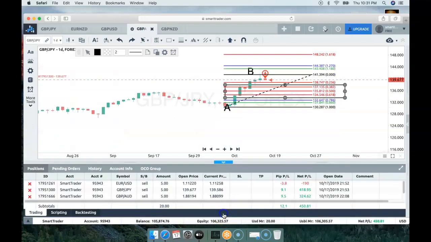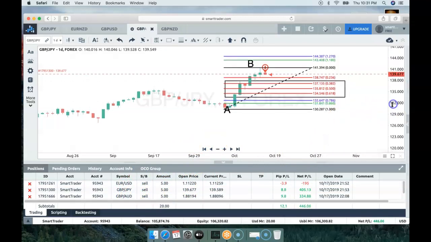Let me just show you the trades that I'm in right now. I'm short on euro dollar, short on Japanese yen, pound Japanese yen, which is this one, and pound Australian dollar. Okay, so usually the markets retrace around the Asian session if it rallied during the European and New York session, or if the market sold off during the New York session, then it usually rallies. So that's what we're anticipating.